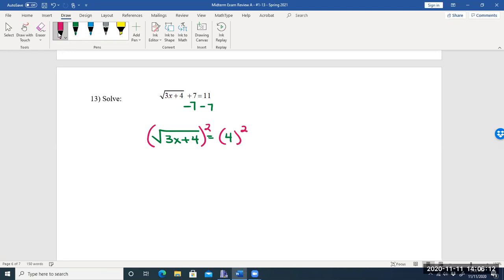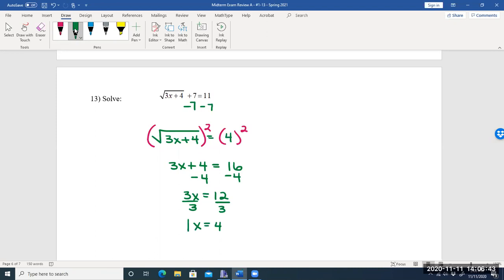We don't do a plus or minus when we square both sides, only when we square root both sides, not when we square. So when you square the square root of 3x plus 4, you get 3x plus 4. When you square 4, you get 16. And then we're just going to solve this equation by subtracting 4 and dividing by 3. And so we get x is 4.